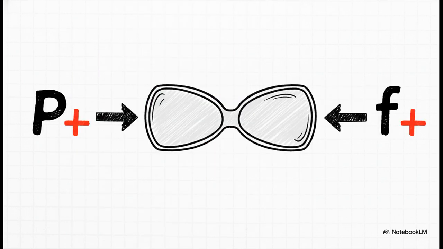And another thing to always remember, what lens do we use to correct hypermetropia? A convex lens. Correct. And for a convex lens, its power, which we call P, and its focal length, F, will always be positive. Please do not forget this sign convention. It is absolutely crucial for getting your answer right.